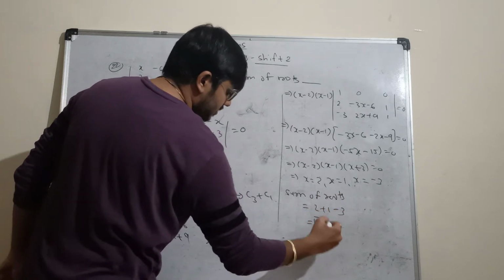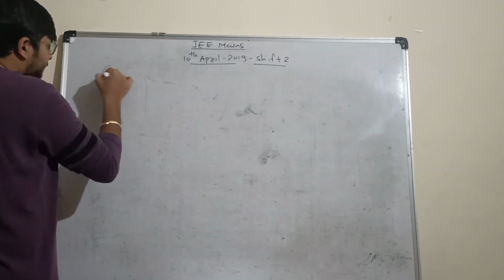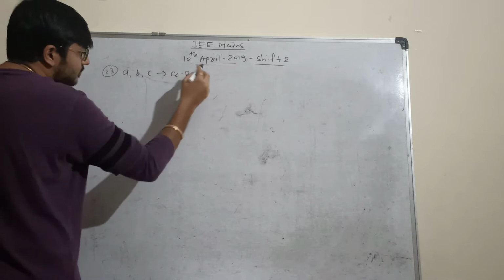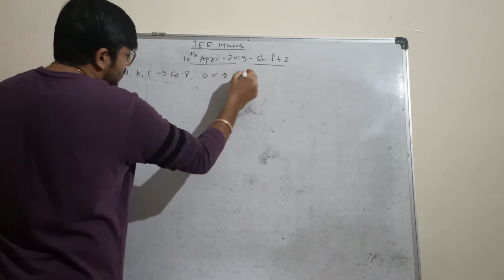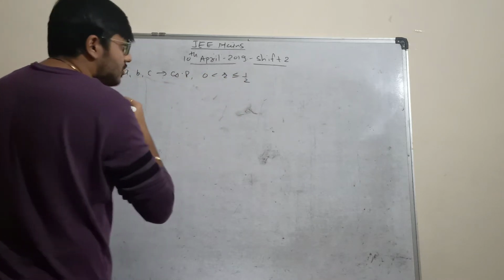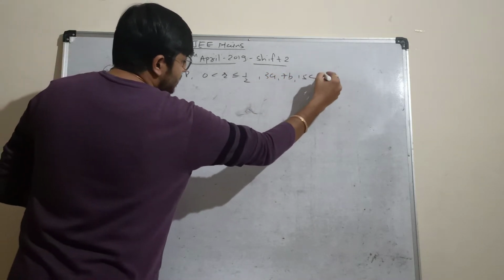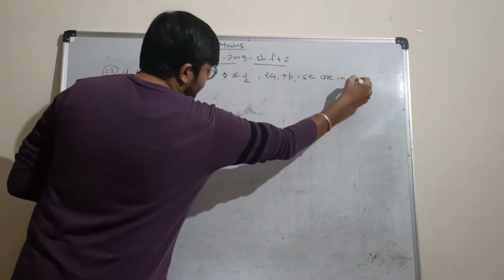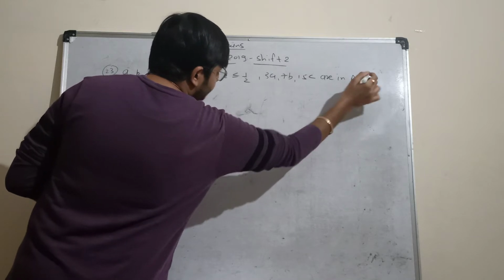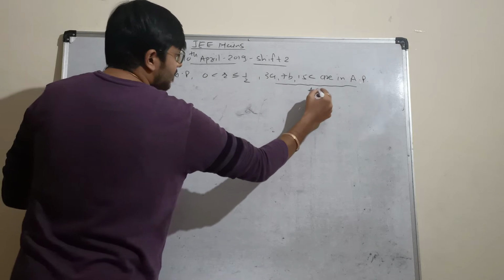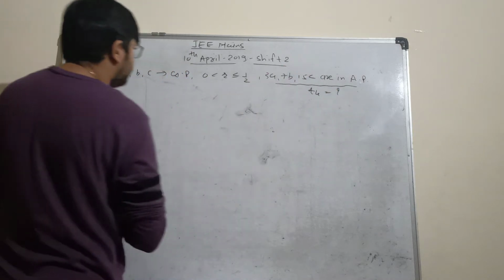Next question: we have been given that a, b, c are in GP with common ratio r, where 0 less than r less than or equal to 1 by 2. 3a, 7b and 15c are in AP, which is given. We want to find the fourth term of the AP, T4.